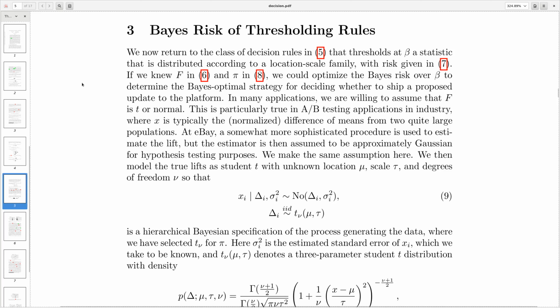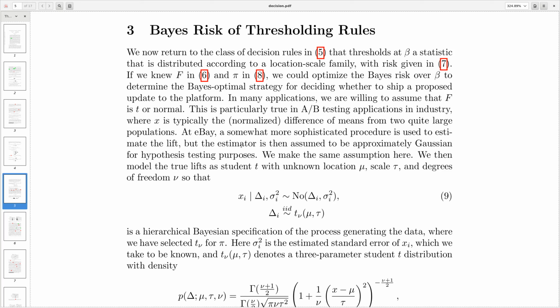We now return to the class of decision rules that threshold at beta, a statistic that is distributed according to the location-scale family with a risk given in 7. If we knew F in 6 and P in 8, we could optimize the Bayes risk over beta and determine the Bayes optimal strategy for deciding whether to ship a proposed update to the platform.